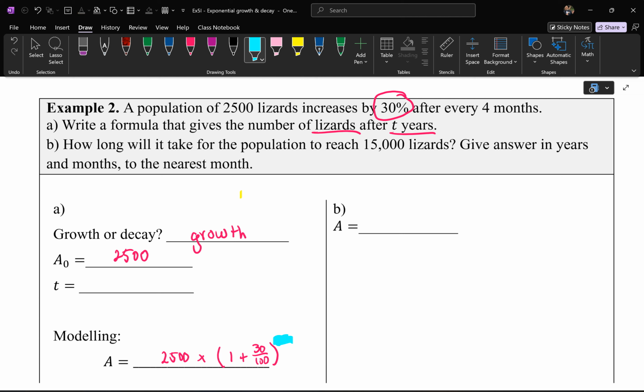The only part we're missing now is the exponent, the time. If you just put T, the problem is that it's not every year that it increases by 30%. It increases every 4 months. So let's think about it logically. If it was 1 year and every 4 months it increases by 30%, how many times does it increase by 30% in a year? 3. So if T was 1, you would multiply by 3. If it was 2 years, it would be 2 times the 3. It would be 6 times, right?